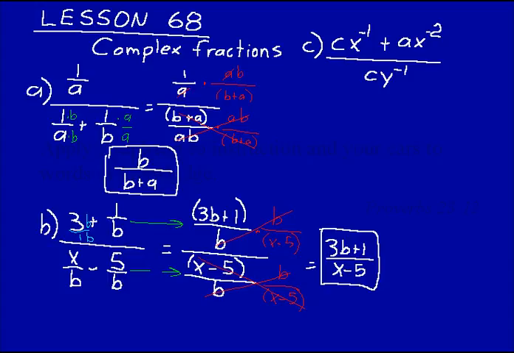Let's go ahead and do one more problem. In this one, we have some negative exponents, and so what we need to do here is make those positive, and then we'll end up with a complex fraction when we do that. So let's just go ahead and change the numerator to c over x plus a over x squared, and then all of that will be over c over y.